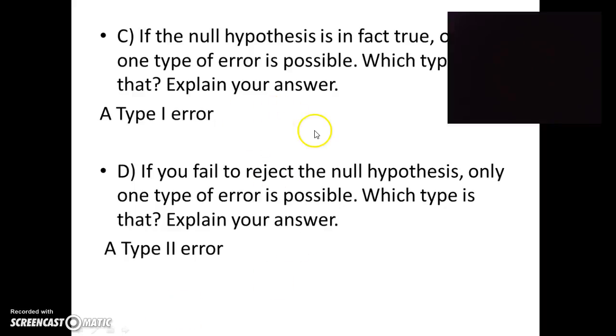If the null hypothesis in fact is true, only one type of error is possible, it's type 1. If the null is false and you fail to reject it, it's going to be type 2.